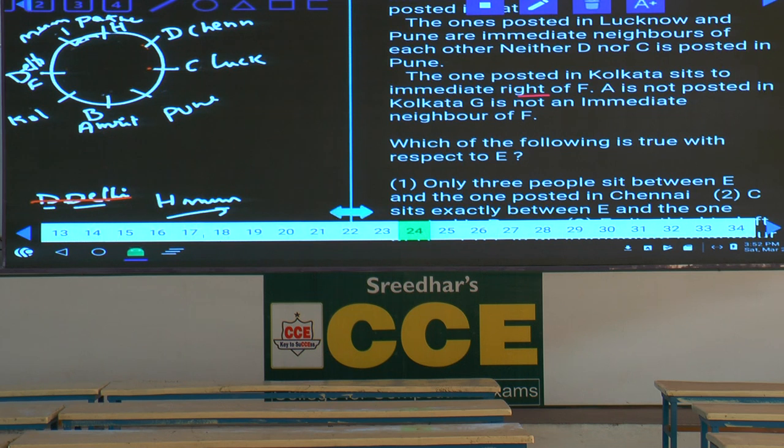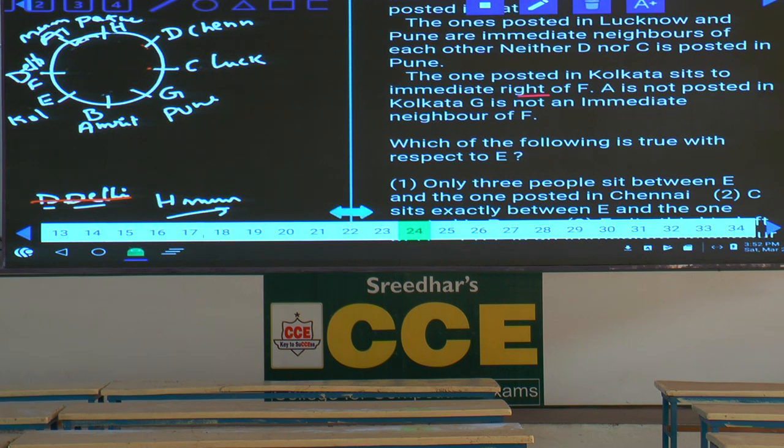And G is not an immediate neighbor of F. As G is not an immediate neighbor of F, G cannot be Calcutta and Mumbai. Hence, G must be Pune. If G is Pune, A is not Calcutta, hence A is Mumbai. If A is Mumbai, then who is the person left over? A, B, C, D, F, G, H, E is the person and is from Calcutta. Done with this? This is how these eight persons are seated around a circular table, and each one of them belongs to a different city. They were posted in different cities.